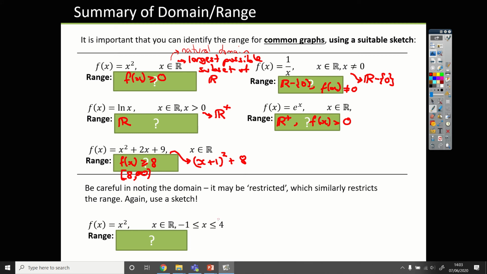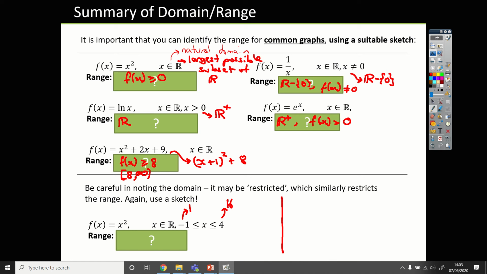Okay, this one hasn't got a natural domain. It's had its domain restricted from -1 to 4. It's still x squared. If you want to work out what the range is, you need to be quite careful. It's useful to know what happens at the endpoints, but that doesn't always give you the full picture. So -1, if you sub it into your function, then you get out 1. If you put 4 into the function, you get 16.